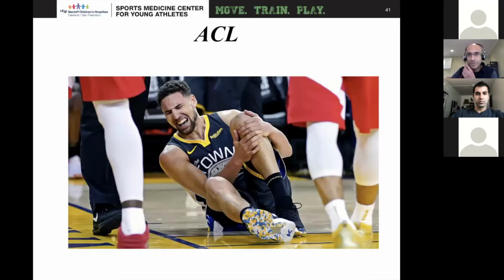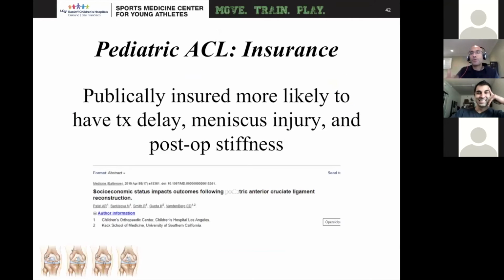I should have put an Achilles picture in here as well too. So this is a sad picture, but we'll talk about ACL tears. So if you look at most of the literature in terms of delays in care, most of it is in pediatric ACL. So there's a study that was done out of CHLA where they basically looked at socioeconomic factors, particularly looking at insurance, and they found that publicly insured pediatric ACL patients were more likely to have treatment delays, and these are significant treatment delays, several months.